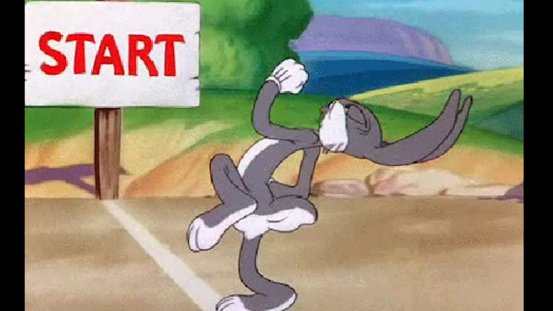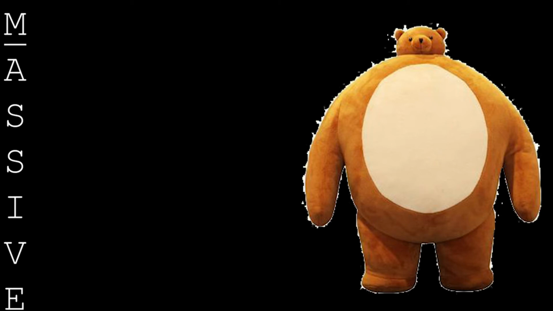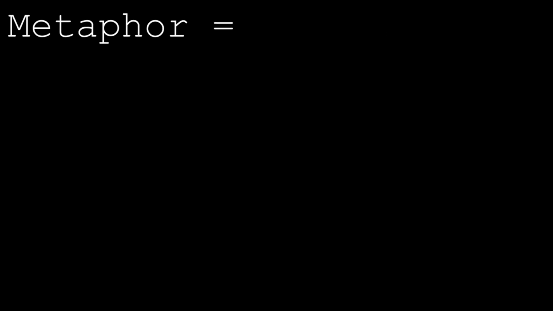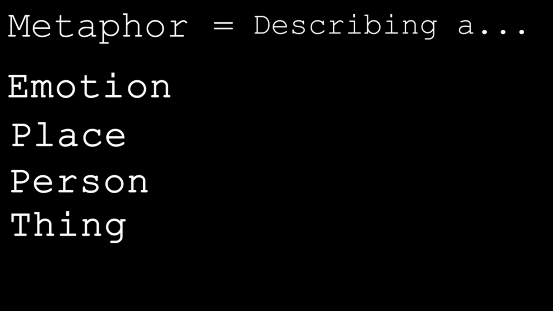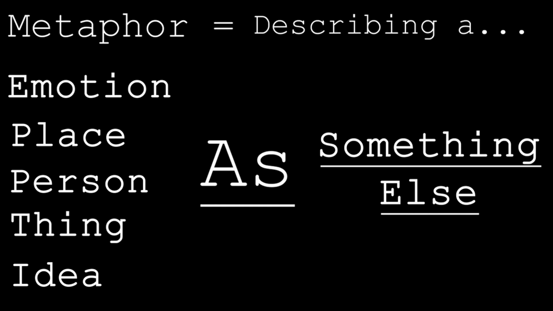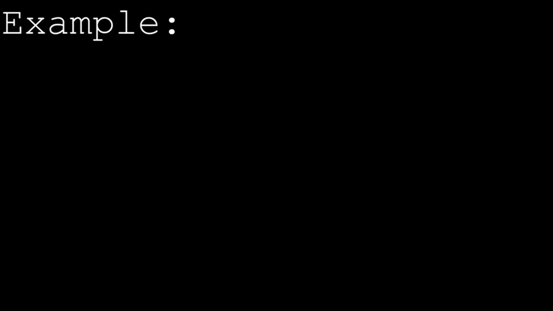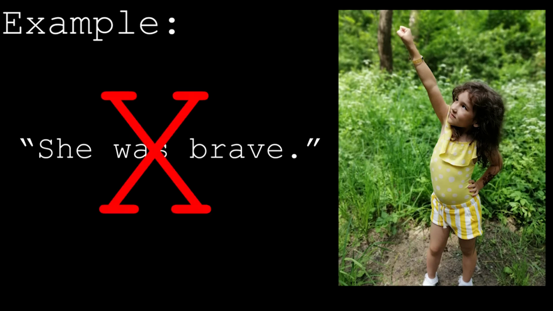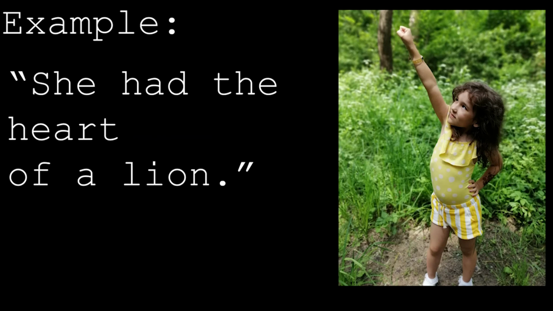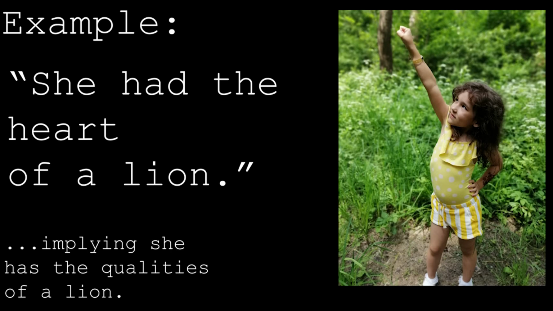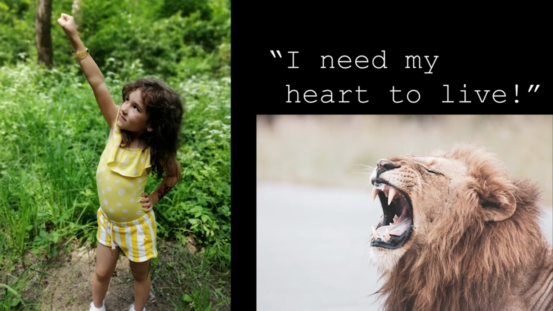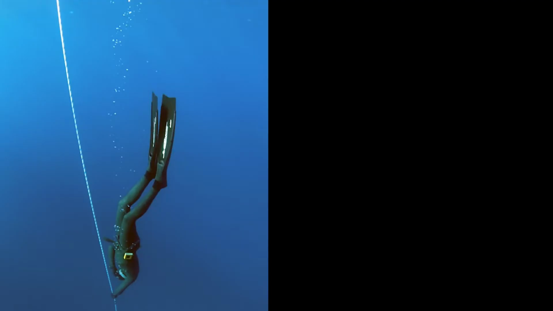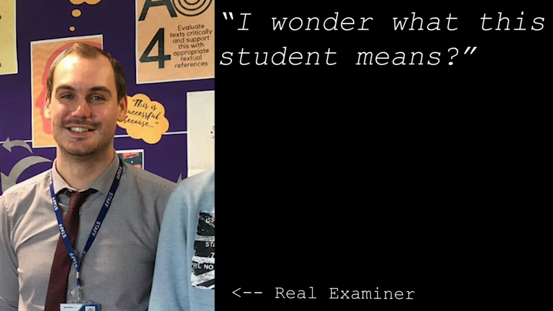So, let's get started. The M in M.A.S.S.I.V.E. stands for metaphor. A metaphor is when you describe an emotion, a place, a person, thing, or idea as something else to express a certain quality about it. Let's give you an example here. Rather than saying she was brave, you could say she had the heart of a lion, which implies she has the qualities of a lion. Now, metaphors aren't literal. This girl hasn't exactly got the actual heart of a lion, but they're really great if you want to add a bit of depth to descriptions. They make your examiner think about your meaning.